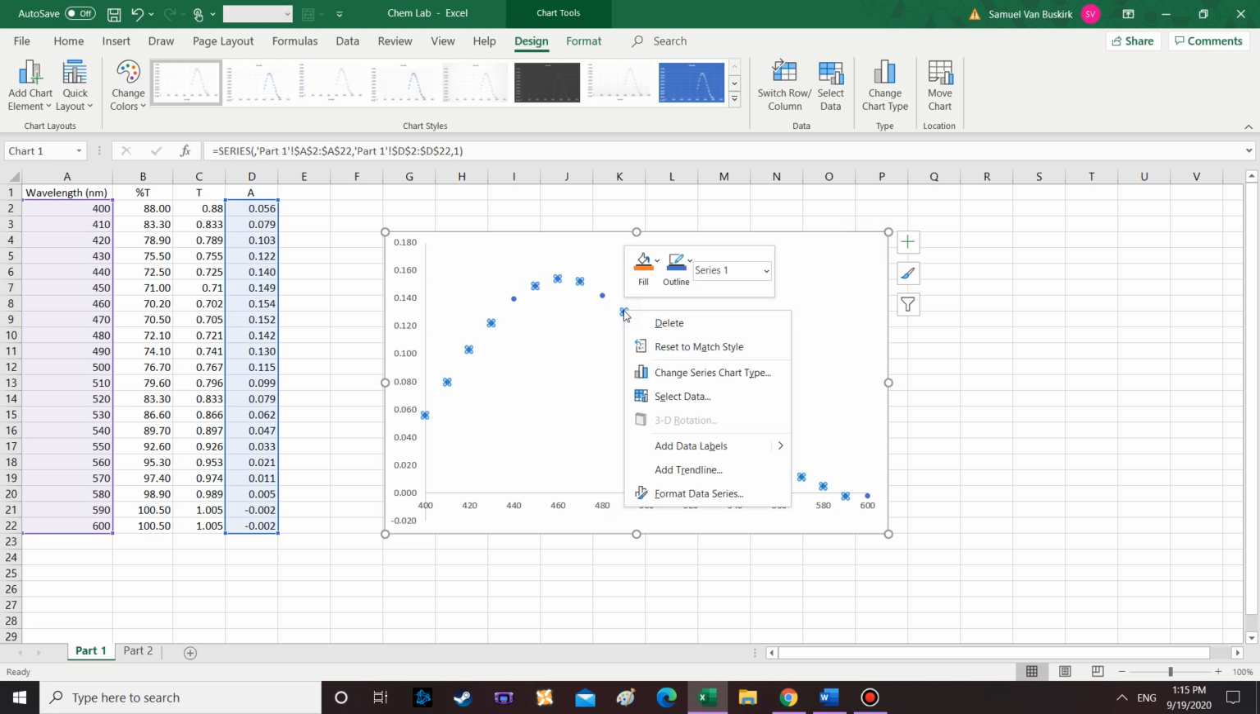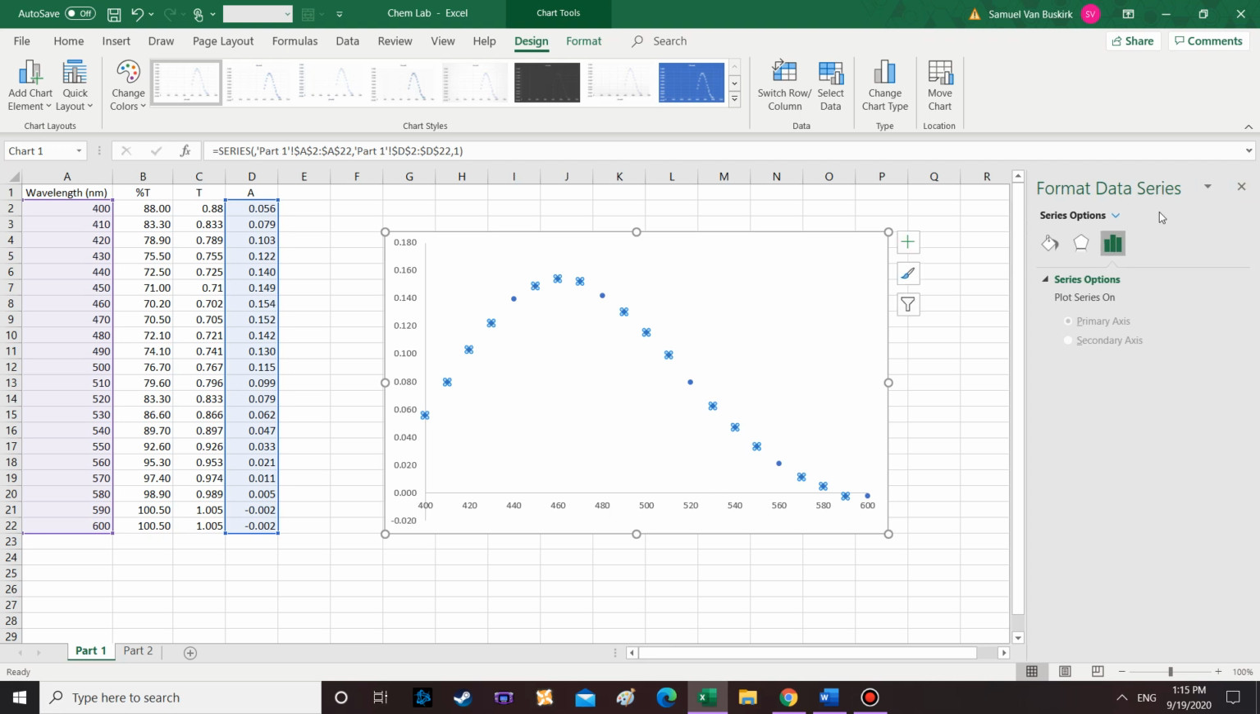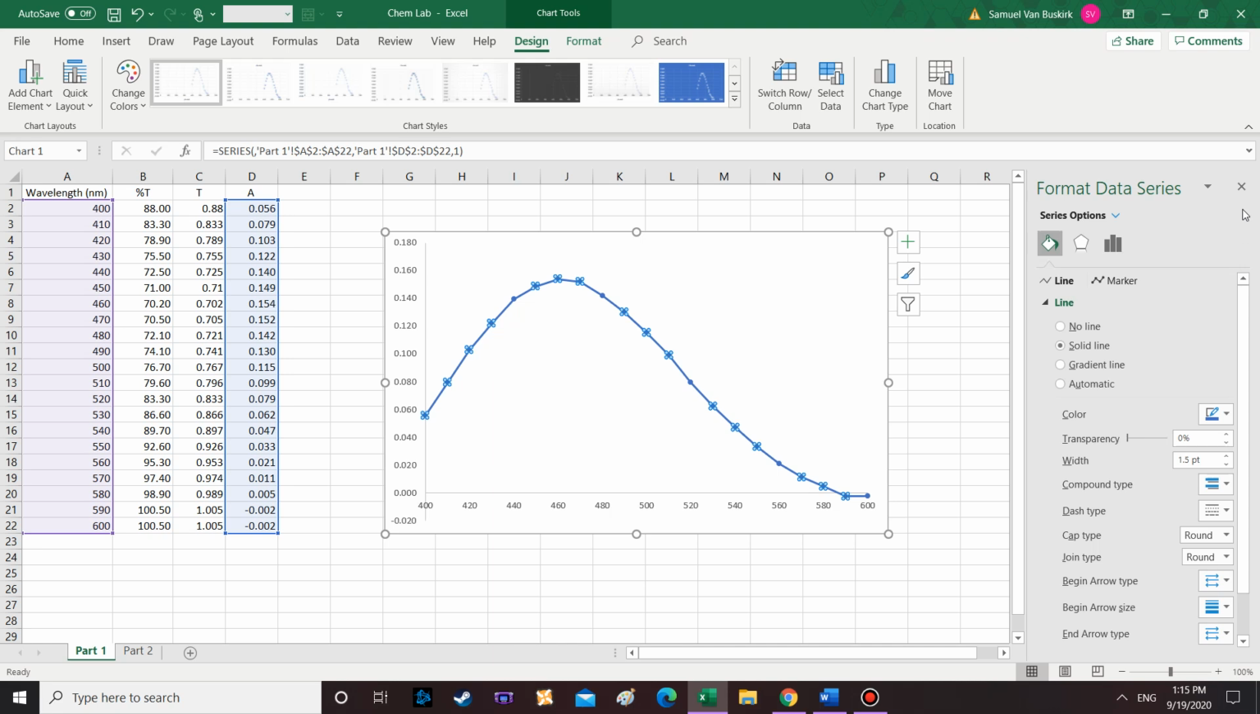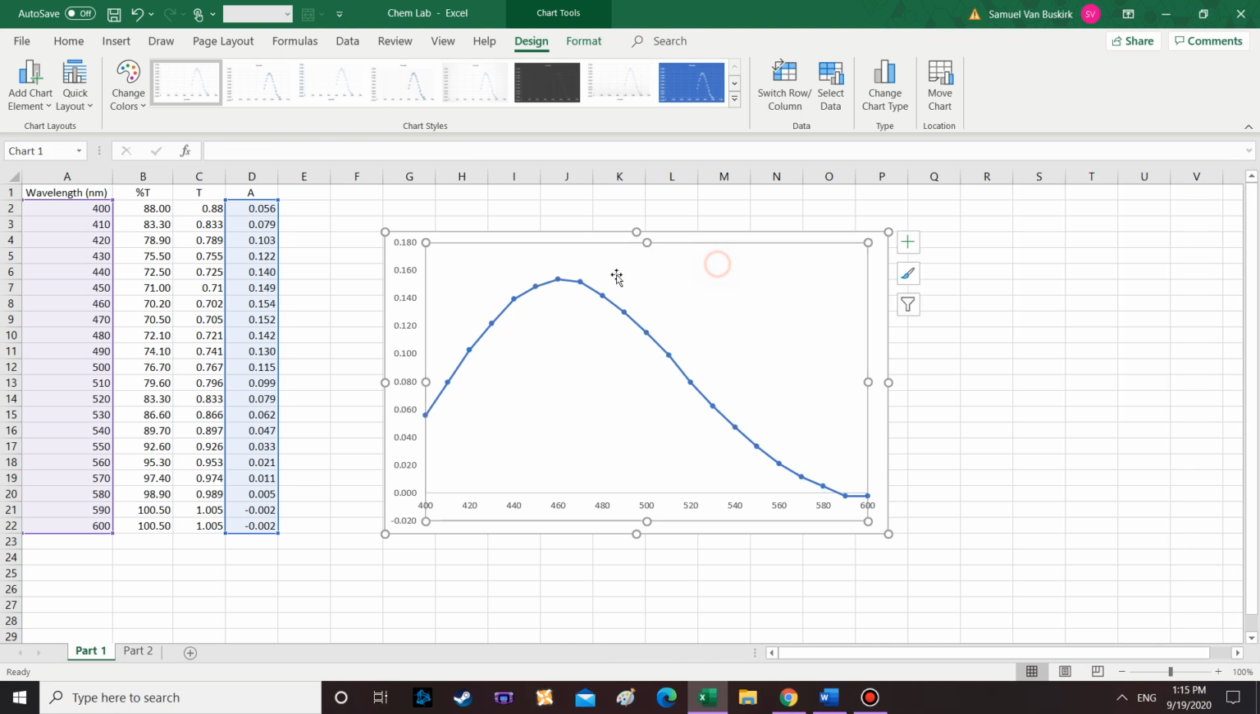It's not as messy. I'm also going to right-click this and say Format Data Series. Make sure it says Data Series and not Data Point. And then this screen will come up, go to the Paint bucket, and say Solid Line. There we go. Make sure you do that. That's good to have in this kind of graph.